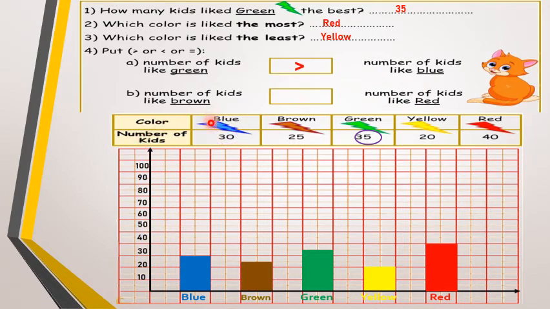Number of kids who like brown and number of kids who like red. So I will compare between these two bars. Which is higher? Red. The higher is bigger, so the red is bigger. So I can choose here, or I can use the table. I will make a circle on red and brown. Which is bigger, 25 or 40? Of course 40, so I will choose the red.